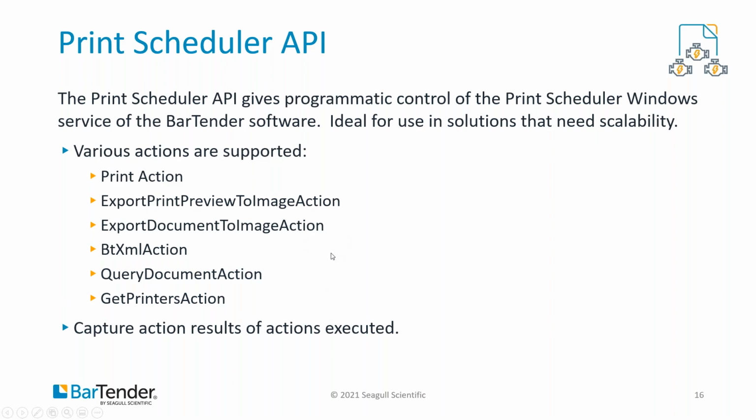Now, the advantage of the Print Scheduler service is that it is always running in the background. We're using service-oriented architecture there, so it's much more reliable, always-on functionality, and it's simply listening for actions being submitted to the service. That service will then be responsible for assigning the request to an appropriate BarTender print engine and performing the action that has been requested. And as such, this is very scalable.